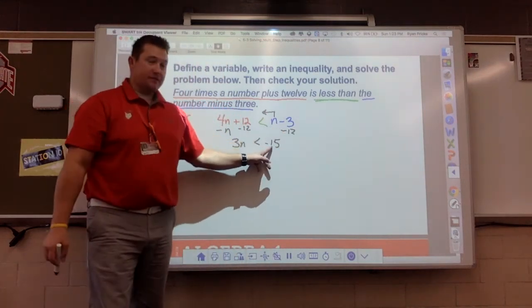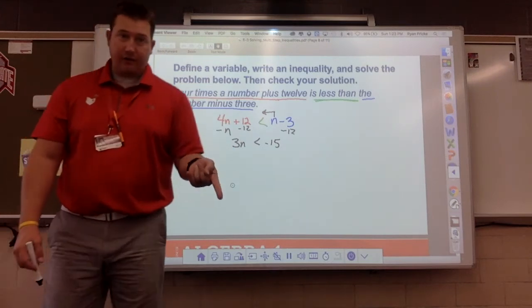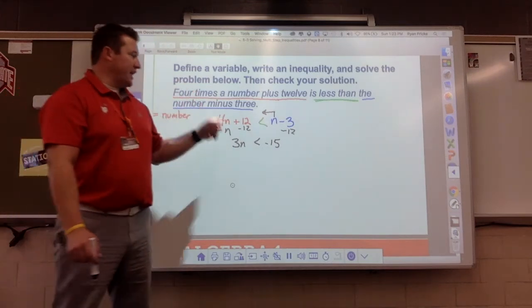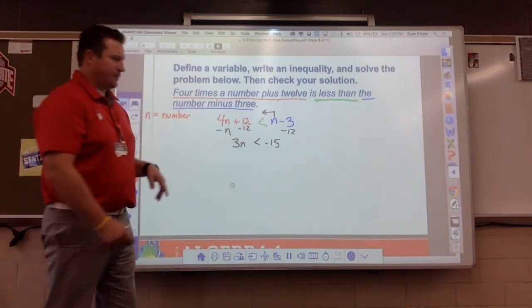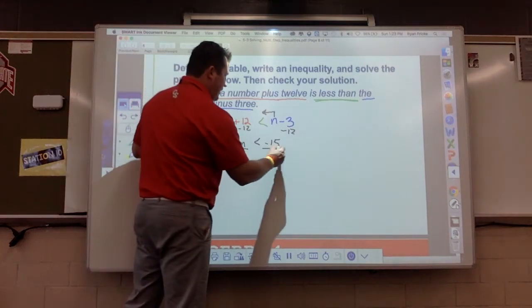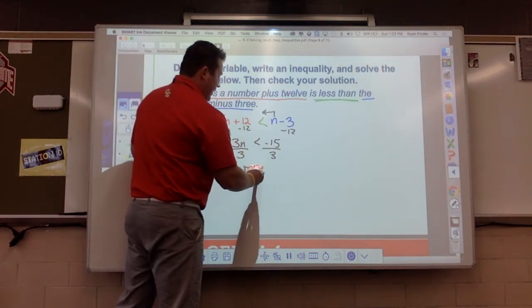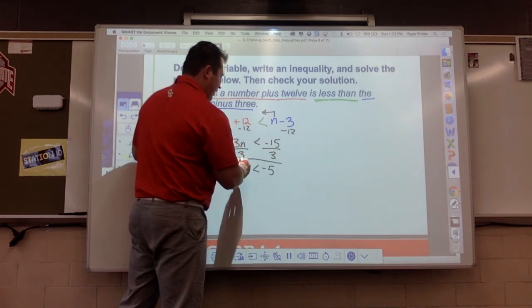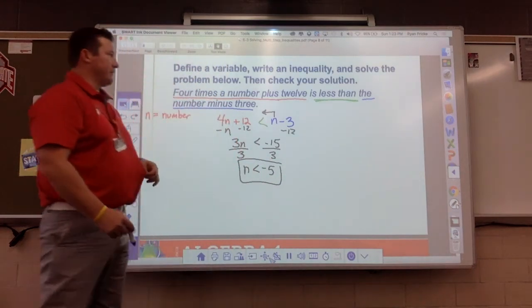Oh, hey, and since I'm dividing with this negative here, I need to flip the sign, right? No, remember, the negative's got to be with my variable. We don't care if that number's negative. All right, divide by 3, n less than negative 5. Okay?